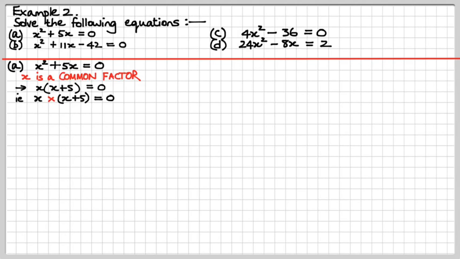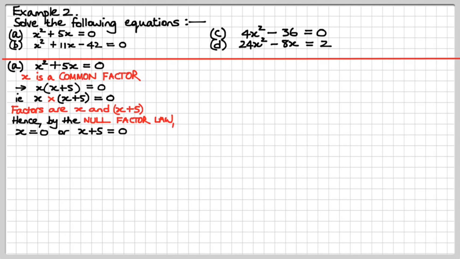Now we can use the null factor law when we see that it's x times x plus 5 equals 0, and therefore, guys, either x equals 0 or x plus 5 equals 0, which means that x is 0 or x equals minus 5, and that's the answer, okay? Great. Now, that's A, so let's do B now.